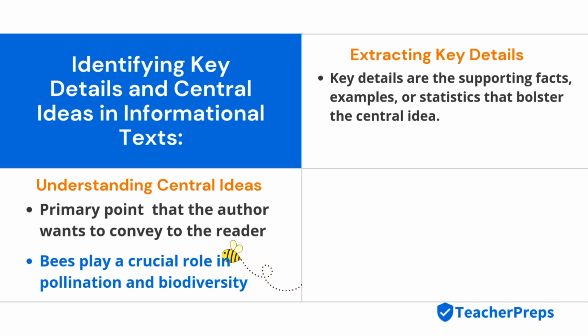Now, let's move on to extracting key details from a text. These are the supporting facts, the examples, the statistics, or the explanations that bolster the central idea. These details provide evidence and depth to the main point, which helps us to understand, to clarify, and helps the author to elaborate on the central theme. In this same article about bees, key details might include statistics on the decline of bee populations, examples of crops that rely on bees for pollination, and also actions being taken in order to protect the bee habitats that we have.